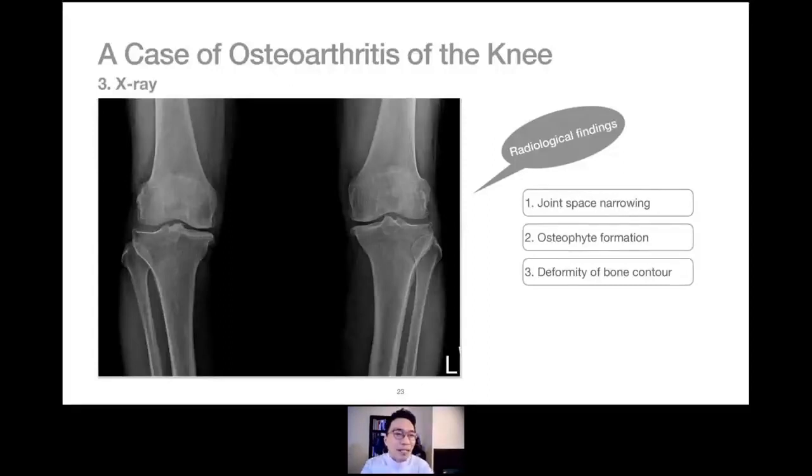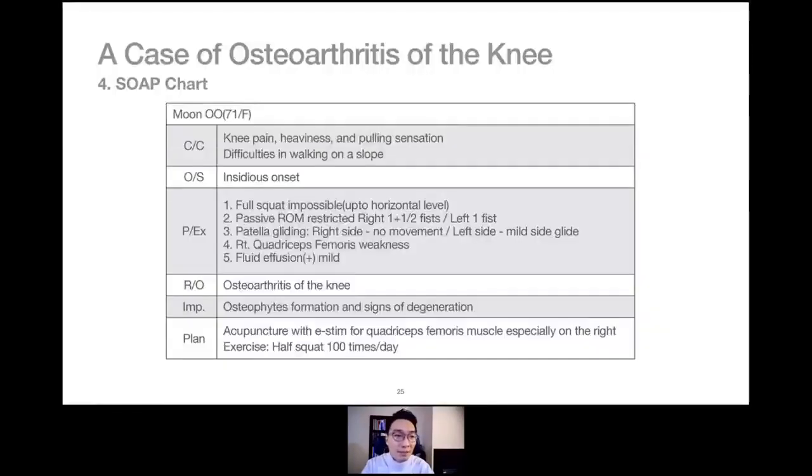And for your information, I brought her x-ray and it showed joint space narrowing undoubtedly, and osteophyte formation and deformity of bony contour. So she was diagnosed with knee osteoarthritis, but without radiological findings, I could not rule in that this patient has osteoarthritis. And let's look into the chart.